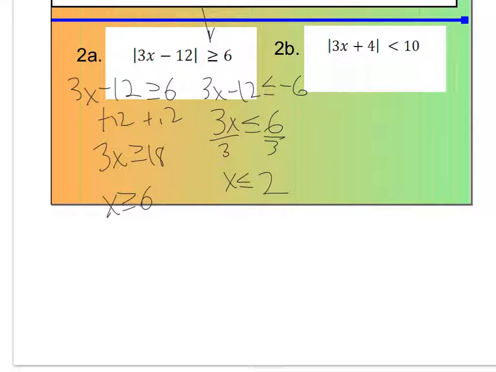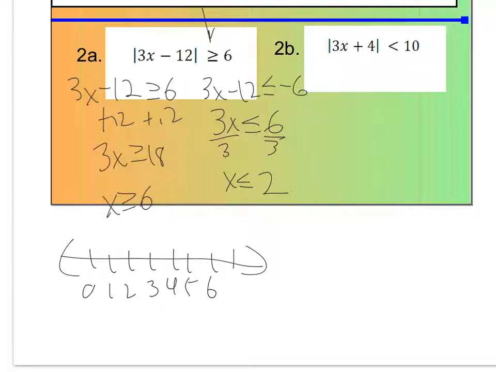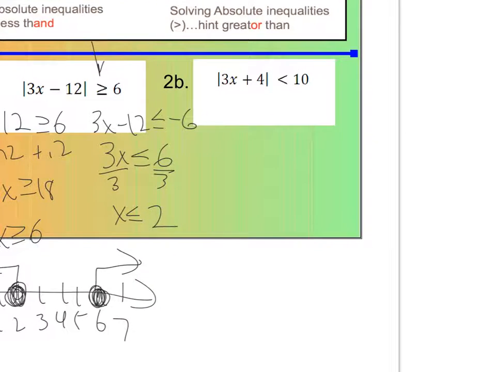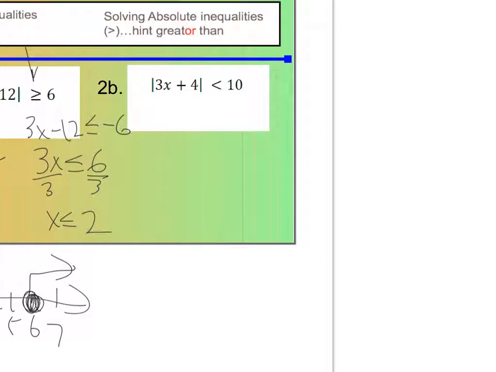So on my number line, so 0, 1, 2, 3, 4, 5, 6, 7. On a number line, closed circle, I'm going left. Closed circle, I'm going right. There we go. For B, I have less than, that's pointing left, less than.